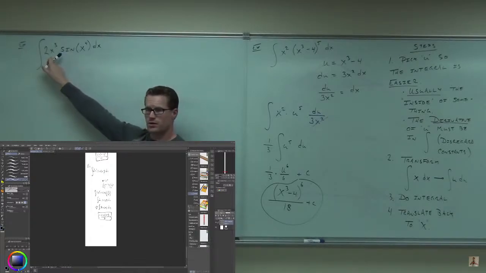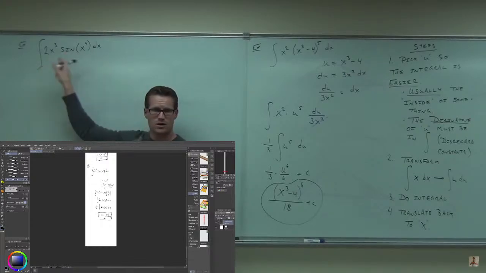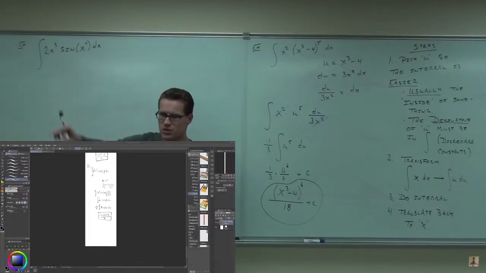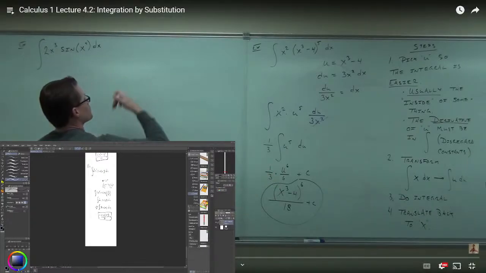How about 2x to the third? Is it inside of something? Not a good choice. Also, the derivative is an x squared. Do I see an x squared anywhere up there? That's my good choice. Just x to the fourth. Did you pick x to the fourth? Okay, so put it off to the side.